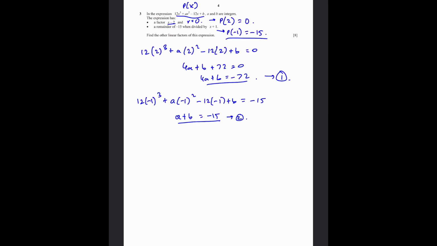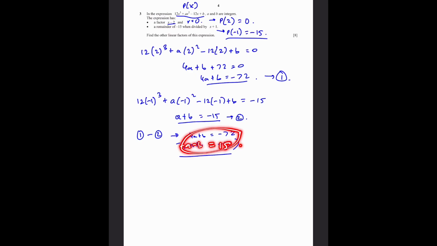Now we can solve these like normal simultaneous equations. We have the B term in both equations which have the same coefficient, which is 1. So we can eliminate the B term. We can do 1 minus 2. And that will be 4A plus B equals minus 72. And we subtract the whole equation off. So this will become minus A minus B is equal to 15.